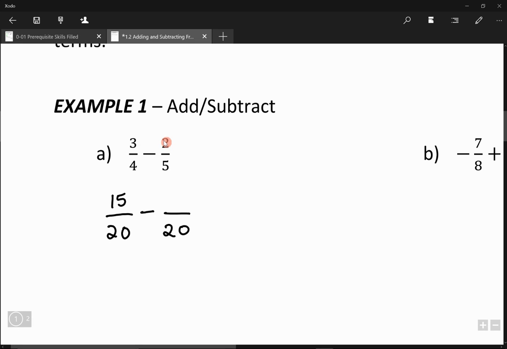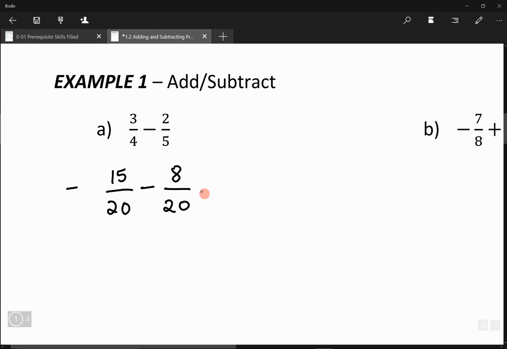So 2 times 4 is 8. Now I have two fractions. I can subtract them because I have a common denominator. So all I have to do is subtract the numerators. 15 minus 8 is equal to 7 over 20.